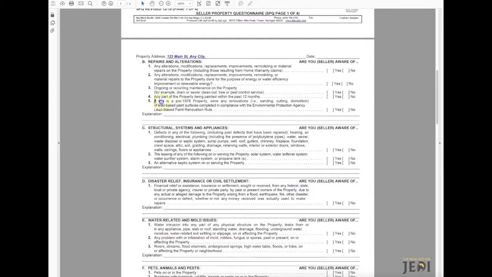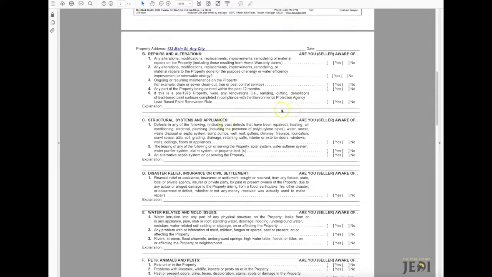Now, one common thing we see on this is that people mischeck if this is a pre-1978 property where any renovations, i.e. sanding, cutting, demolition of lead-based paint material, are completed in compliance with the Environmental Protection Agency. First of all, if your property is not pre-1978, say it's a 2000 build or whatever, this is a rather ambiguous question and one of the ones that could be confusing. I would write NA right here, or maybe put yes for this and then put in the explanation B5 NA, property was built in 2000 or whatever it is.